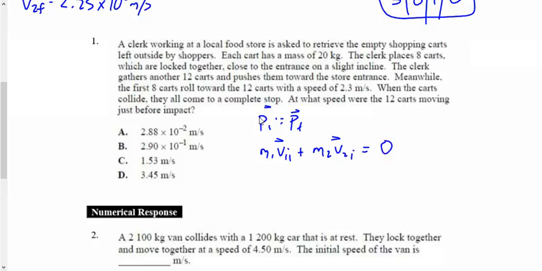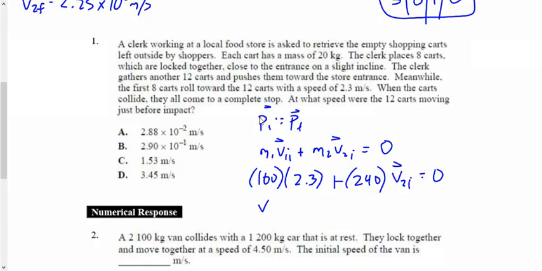What's the total initial momentum equal to? M1 V1I plus M2 V2I. But numerically, the initial momentum is equal to 0 because it's equal to the final momentum. M1, we're going to say is 160 kilograms. That's the 8 carts. V1I is 2.3 meters per second. M2, we're going to say is 240 kilograms. That's the 12 carts, times V2I. That's what we're solving for, V2I. And when we do that, it works out to be 1.53 meters per second.